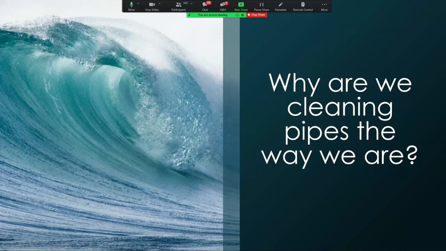Okay, so we're going to shift here a little bit. Instead of talking about designs and things like that, we're going to talk about how we clean pipes.